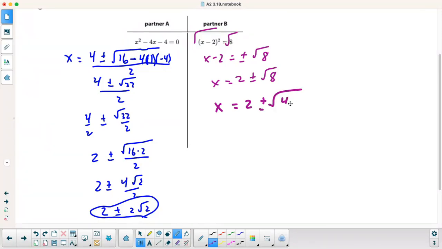So 8 is 4 times 2. Take the square root of the 4 and pull it out. So the square root of 4 is 2, so I put it on the outside. You end up getting the same numbers.